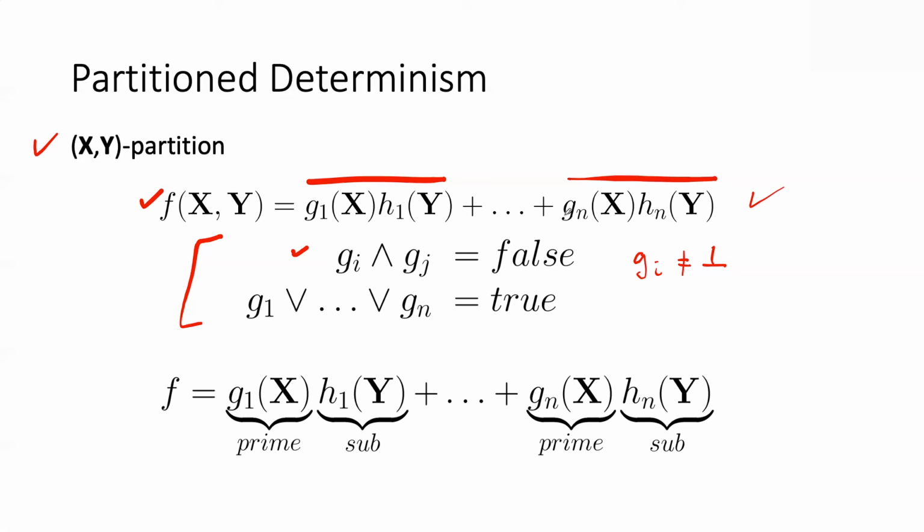Okay, let's take a concrete example, and it will help us visualize this more. Before I do that, let me mention that sometimes we use this notation, which is more compact. So here's the XY partition for the function f. The G's are the primes, and they're over the variables x, and the H's are the subs, and they are over the variables y. And remember, the requirement is that if you take this and this, plus this and this, plus this and this, you get back f. And moreover, the G's should be mutually exclusive and exhaustive and not equal to false. That is what we call a partition.